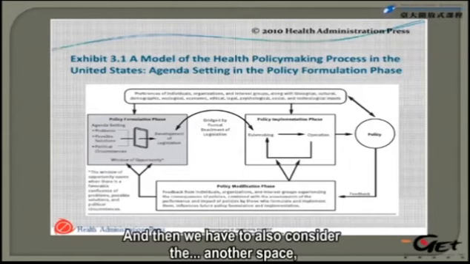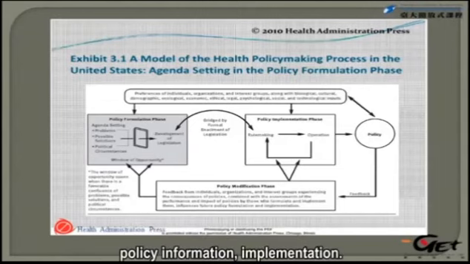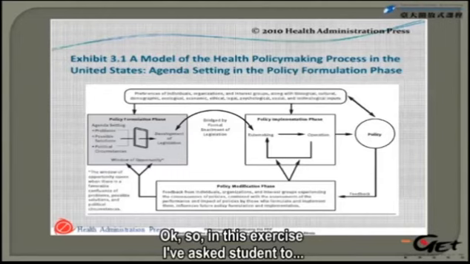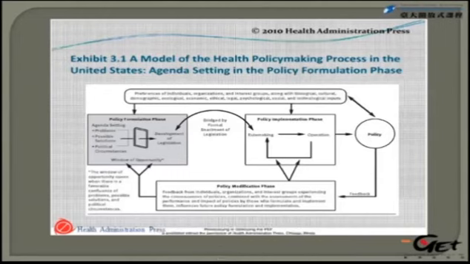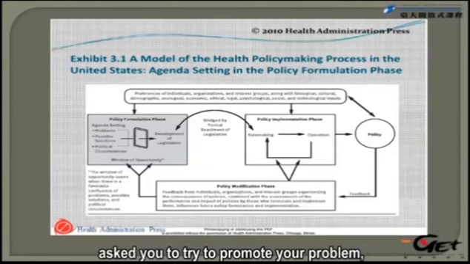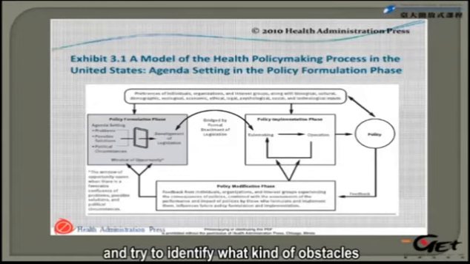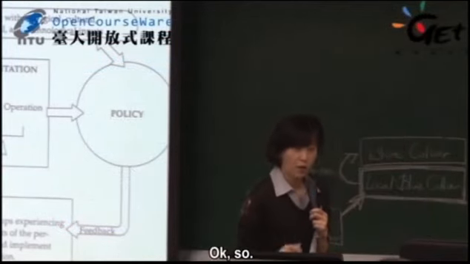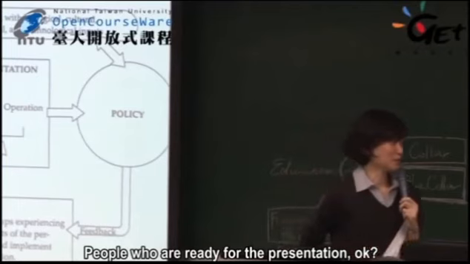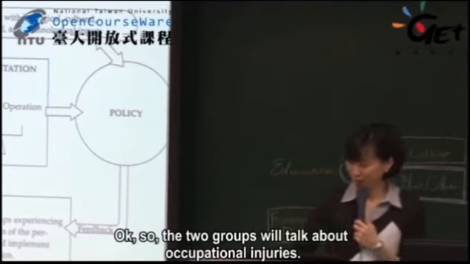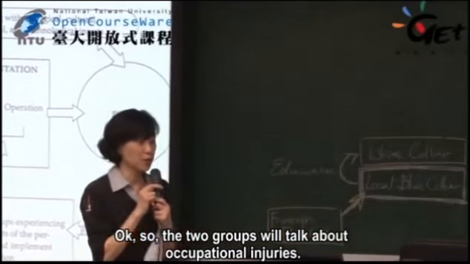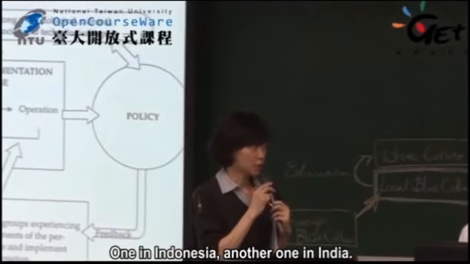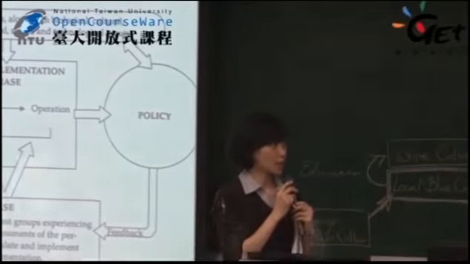And then we also have to consider another phase, policy implementation. Okay, so in this exercise, I've asked students to try to promote your problem, and try to identify some solutions, and try to identify what might be the obstacles and what would be opportunities. Okay, so are people ready for the presentation of the two groups? Okay, so the two groups will talk about occupational injuries. One in Indonesia, another one in India.